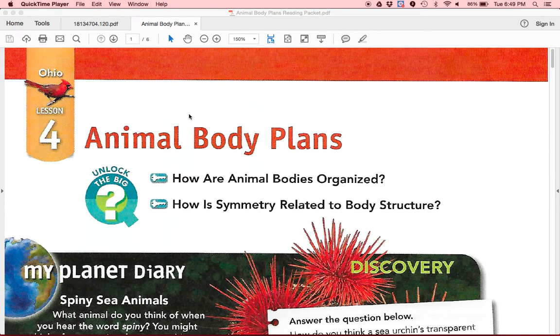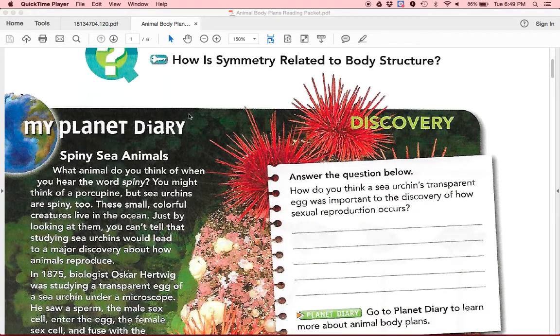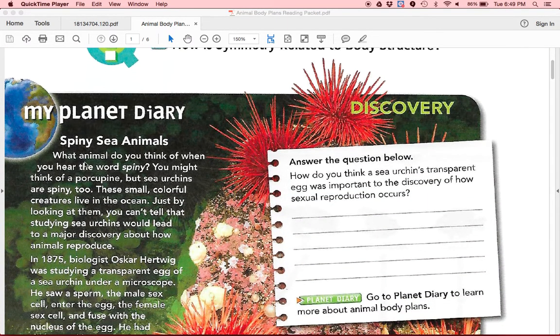Good morning or afternoon. We're looking at the first reading in the Body Works unit, and it's titled Animal Body Plans. And we have two key questions here: how are animal bodies organized, and how is symmetry related to body structure? My Planet Diary, spiny sea animals.